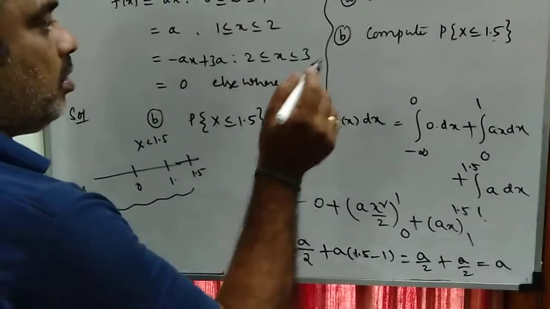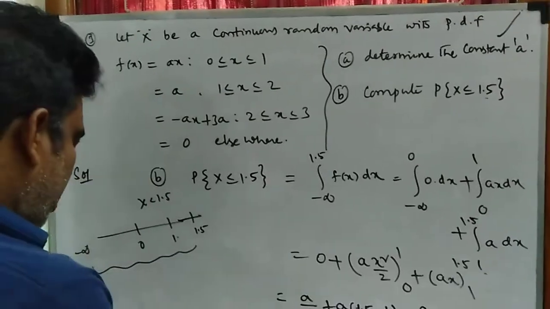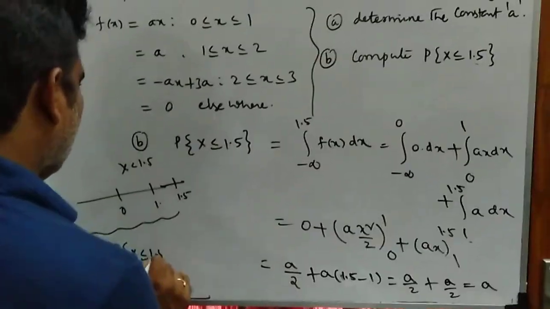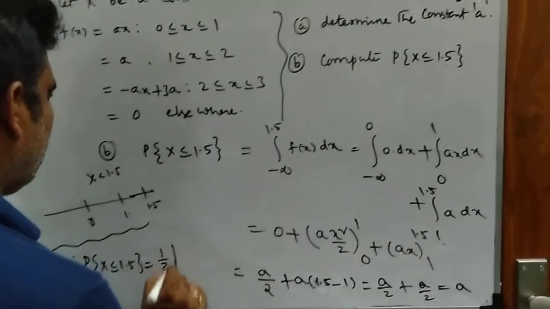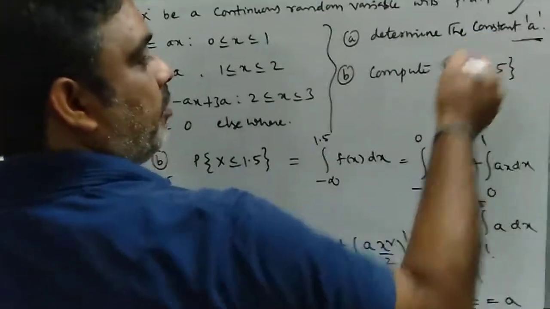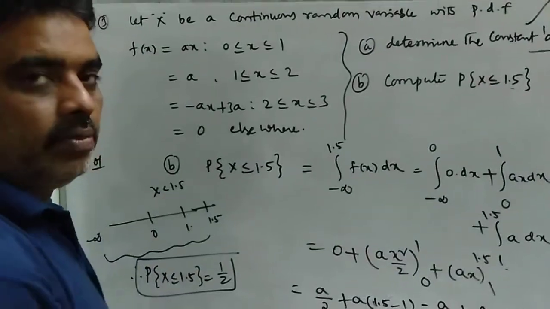But what is the value of a? Already we have calculated the value of a as 1 by 2. Therefore, probability of x less than or equal to 1.5 is equal to 1 by 2. A is nothing but 1 by 2. So the answer is 1 by 2.